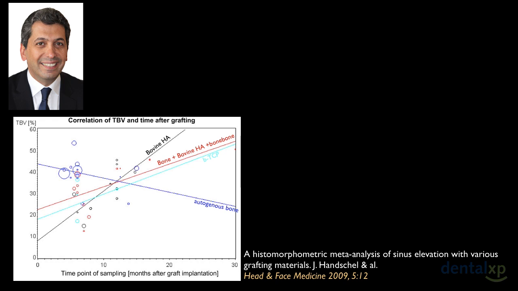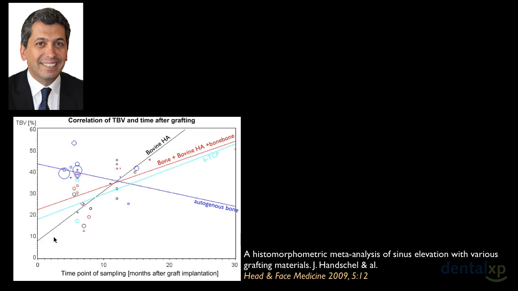To conclude on biomaterial, I will show the results of a histomorphometric meta-analysis on sinus elevation with various grafting biomaterials. You see that they tried to see the correlation between total bone volume inside the graft and time after grafting. With autogenous bone, interestingly, we had a very high bone volume at the beginning that had a tendency to diminish, because autogenous bone usually resorbs when you put it into the sinus over years.